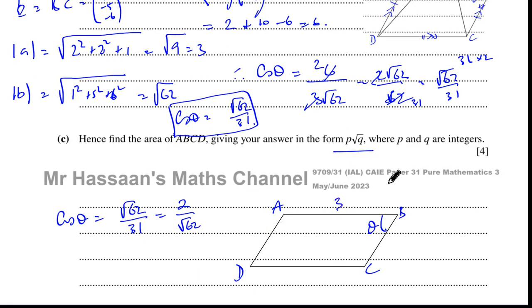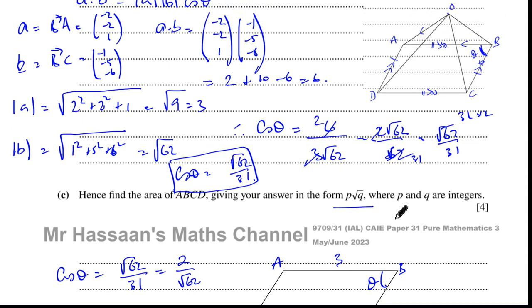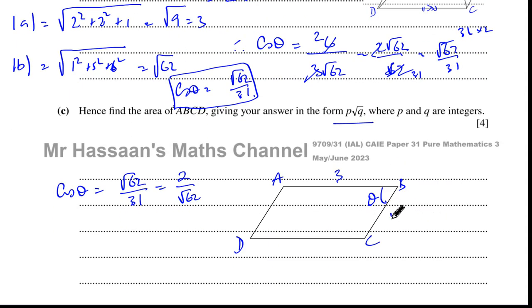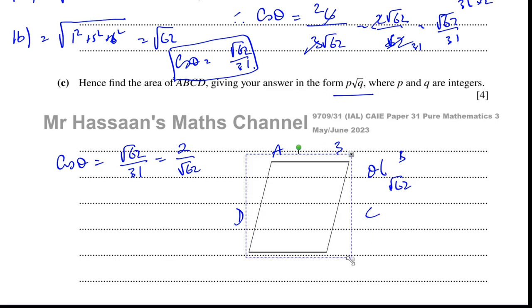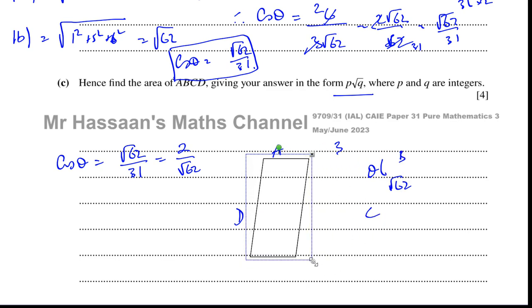Okay, and the magnitude of the vector from B to C was root 62. Don't worry about how the lengths look here, that's not important. In fact, if we want to draw it properly, the parallelogram would look like this now. Now we have some of the lengths on it. We can work out that the parallelogram will have this type of shape.